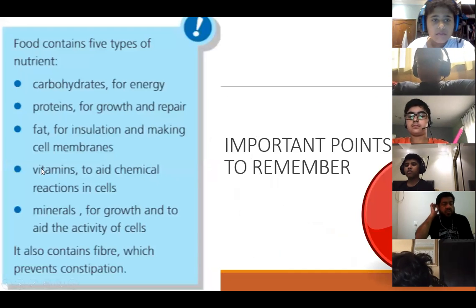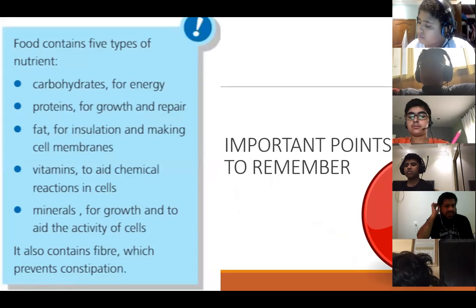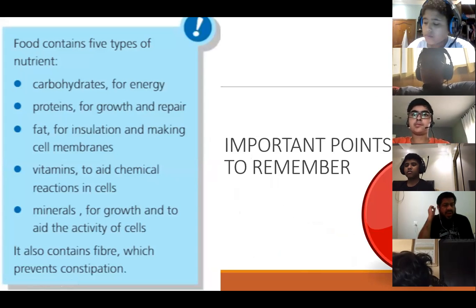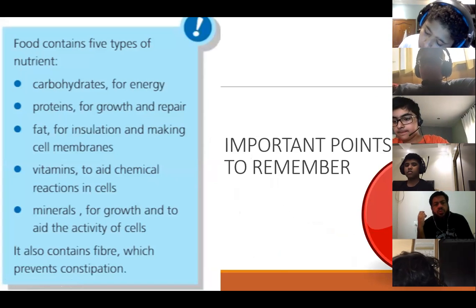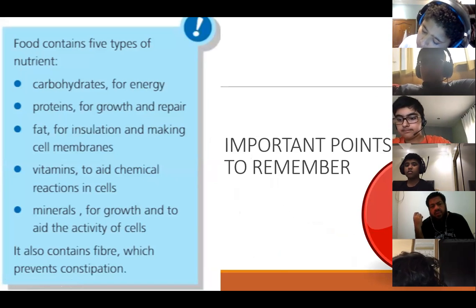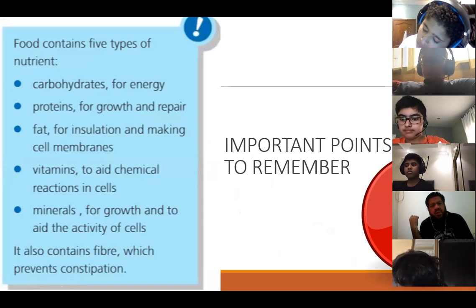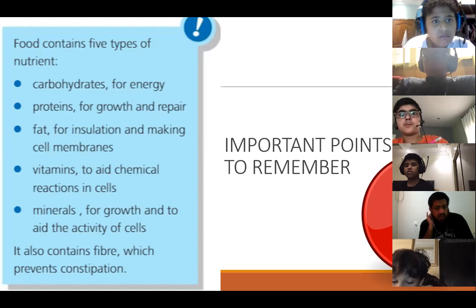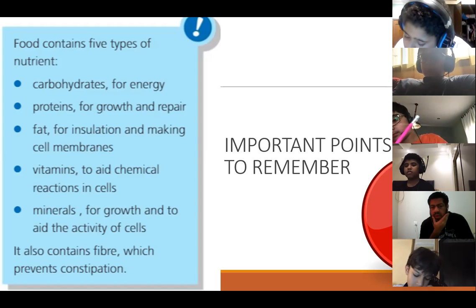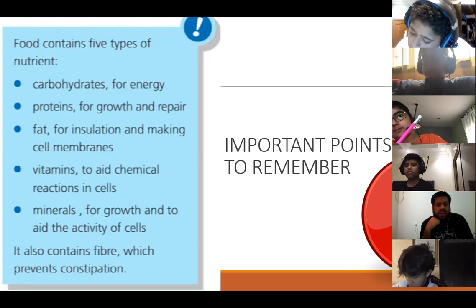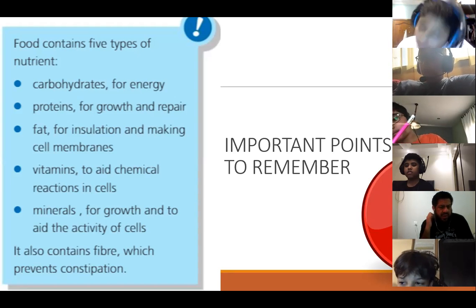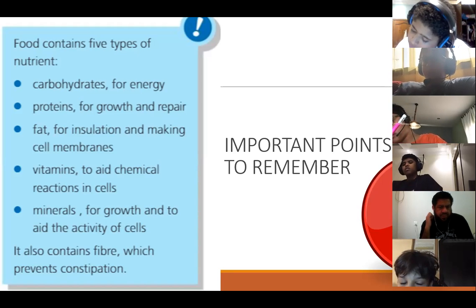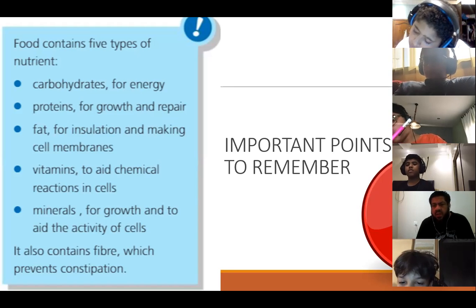These are the important points that you need to remember. This is the summary section. The carbohydrates are for energy, proteins we usually use for growth and repair. Fat is for insulation and making the cell membranes. Vitamins, we need them for the chemical reactions. Minerals are for growth and aid to the cell activities, and also fiber to keep us healthy.